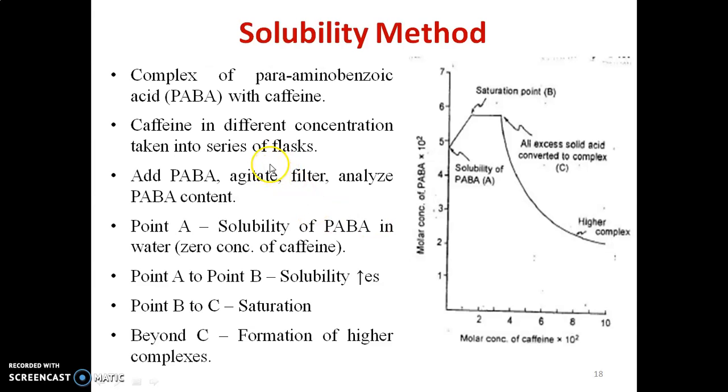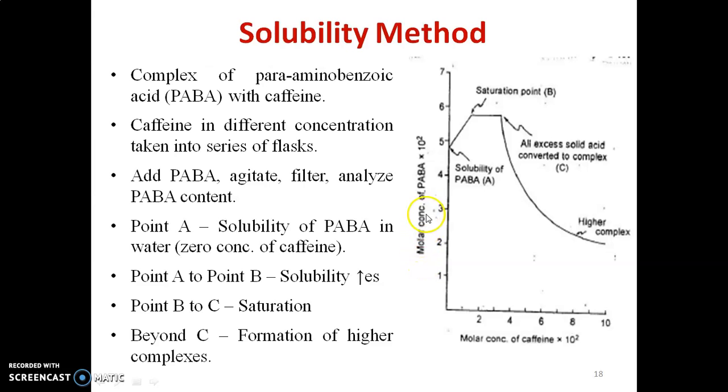Initially in this method, we take different concentrations of caffeine in a series of flasks, and then add an excess amount of para-aminobenzoic acid to each flask. We agitate it, and after a certain period of time, we filter it and analyze the content of para-aminobenzoic acid in each flask. From those concentrations, we plot a graph as observed in the diagram on the slide.